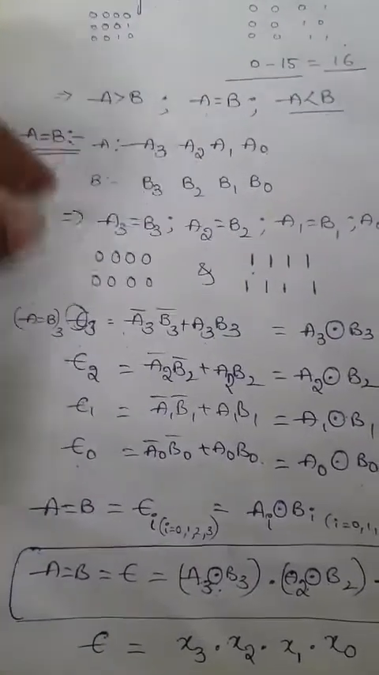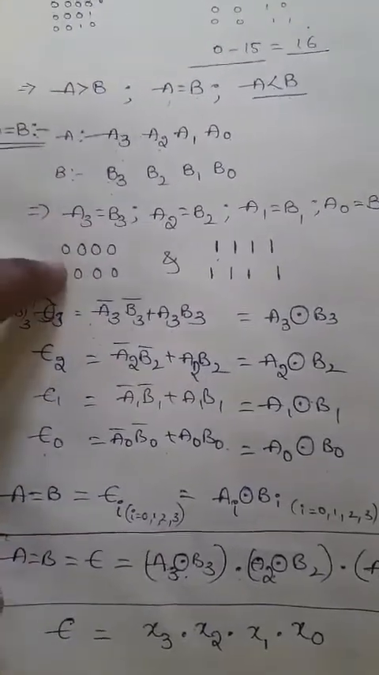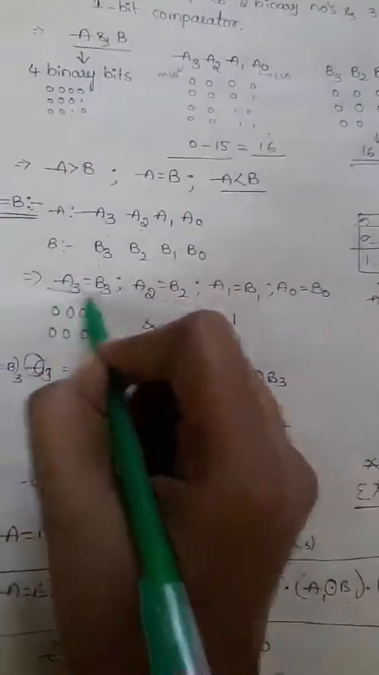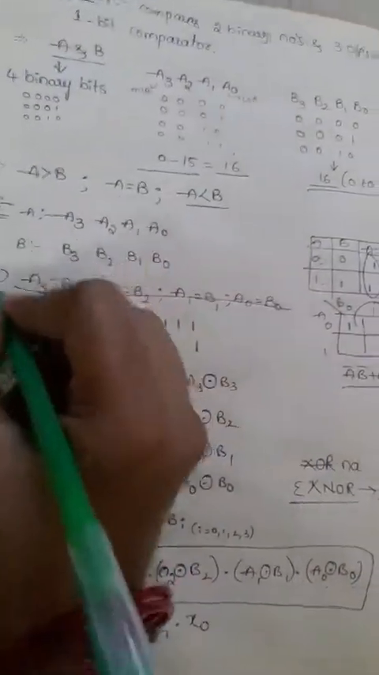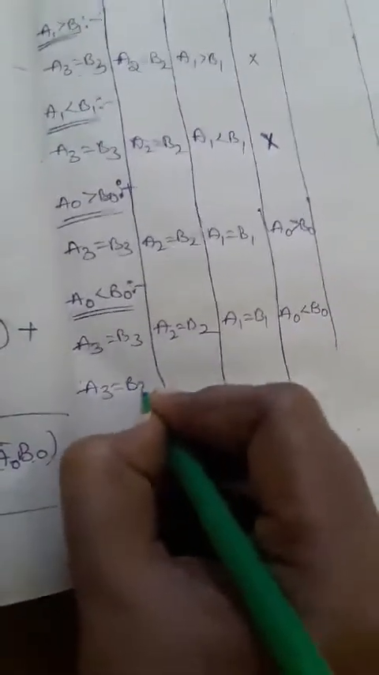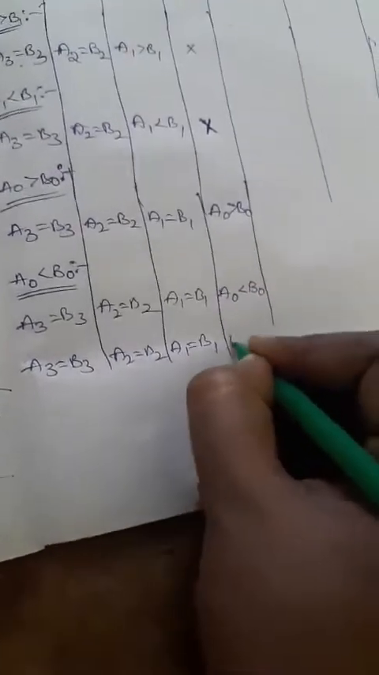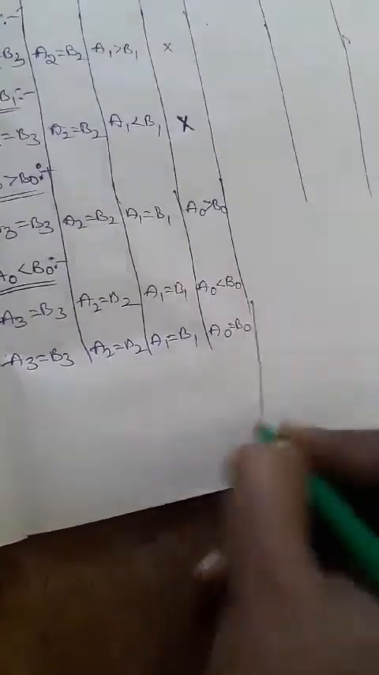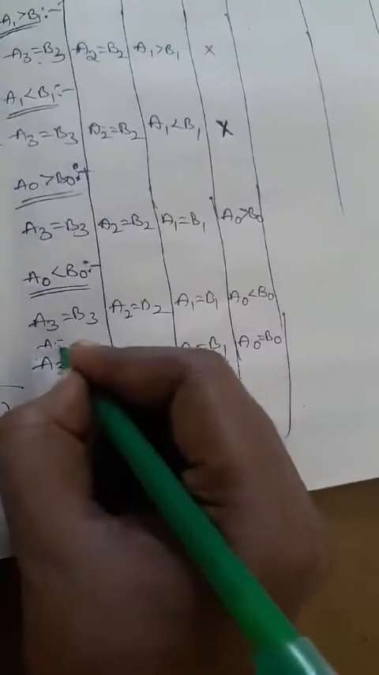For the equality condition, how many cases do we have? Only 1 case, where every bit pair is either 0 or 1 and matches. That means A3 equals B3, A2 equals B2, A1 equals B1, and A0 equals B0. This is the only case we have for equality. So this is the equal condition.